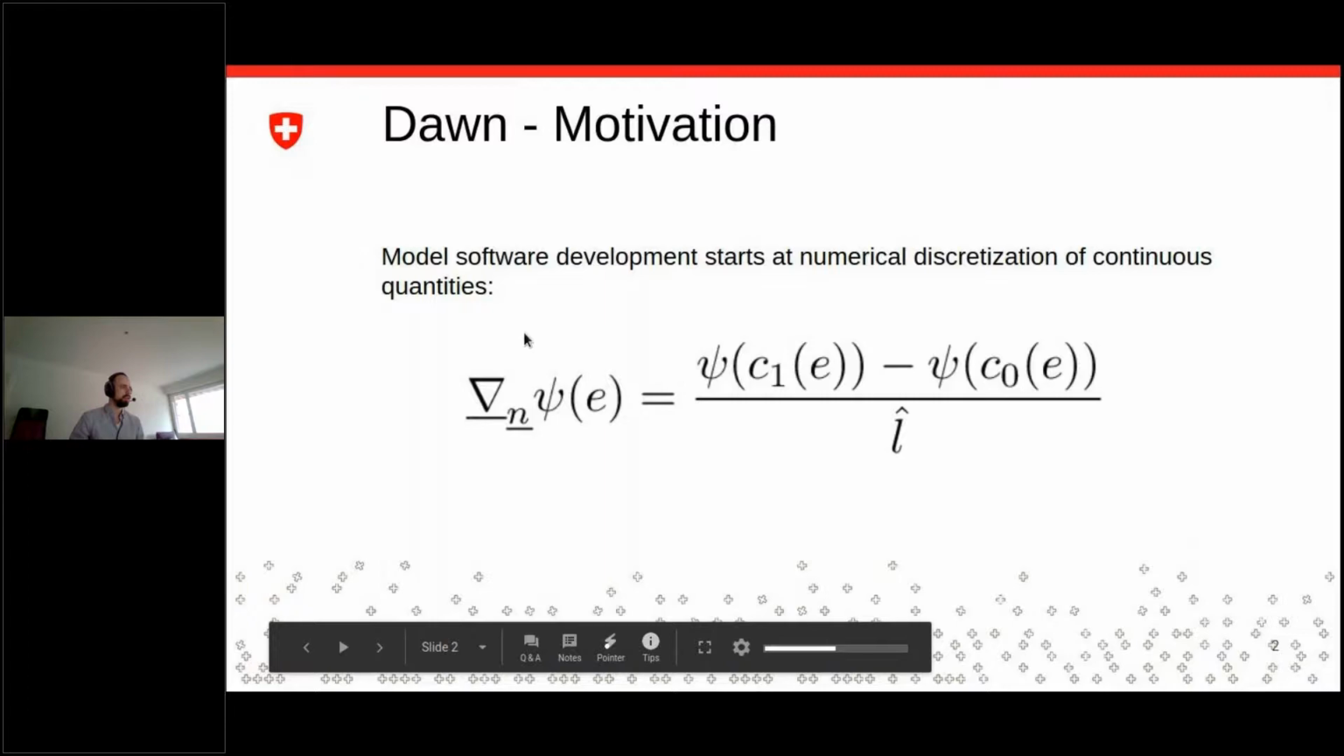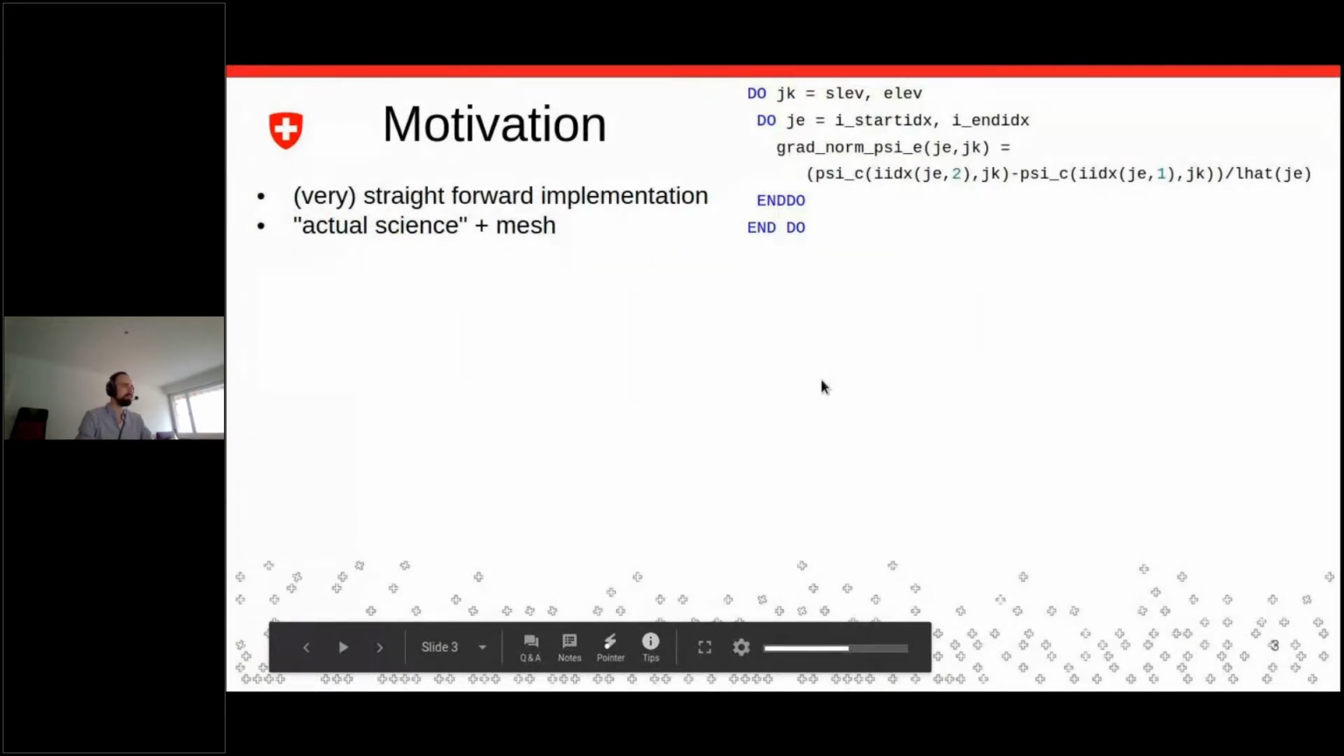In this form, unfortunately, this is not what we can run yet. So we need to go one step lower and write code based on these equations. Here's a straightforward implementation in Fortran. The original equation is still visible in here. There are these two side terms that we take the difference of, then we divide by this L hat term, and we store this into this grad psi field. So that's still visible.